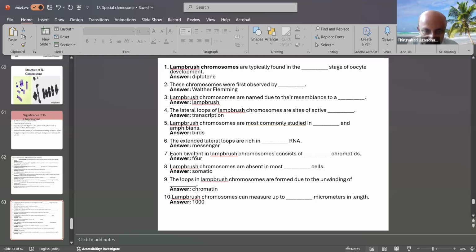Each bivalent in lampbrush chromosomes consists of four chromatids. Four chromatids are there. The lampbrush chromosomes are absent in most somatic cells.